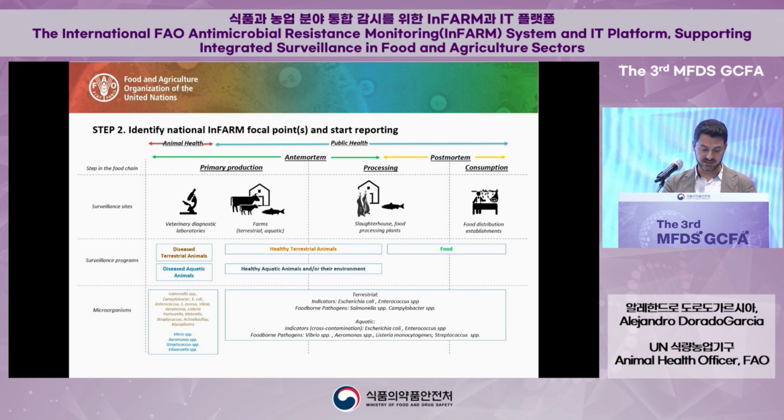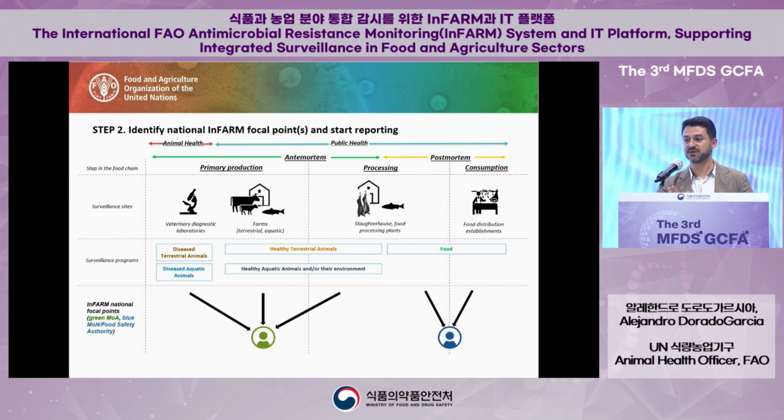As you can see, this is covering the whole food chain, and is covering the different steps in the food chain, also the post-mortem stages. And this is important so that countries understand what is the type of data, the type of information that is going to be collected through the platform. And of course, this has an impact also in the nomination of infant focal points. And I'm just going to show you 3 different scenarios that we identified through the pilot phase.